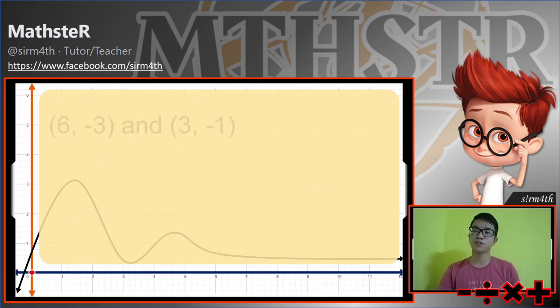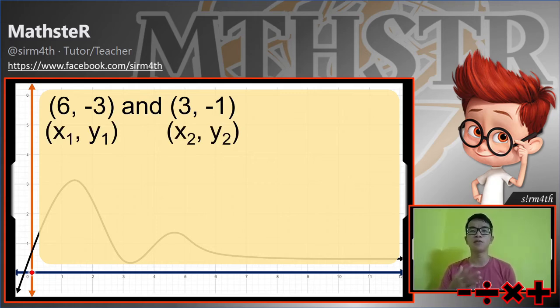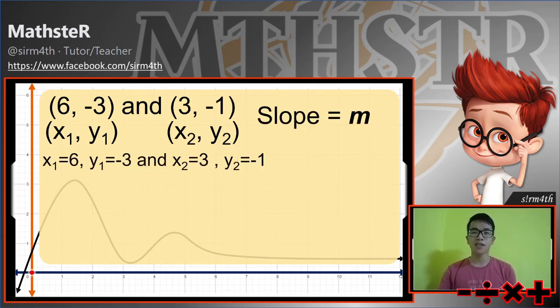Now, let's have another one. Given these 2 points, (6, -3) and (3, -1). Again, i-identify natin yung mga x sub 1, y sub 1, x sub 2, and y sub 2. Slope is denoted by small letter m, and x sub 1 is equal to 6, y sub 1 is equal to negative 3, x sub 2 is equal to positive 3, and last, y sub 2 is equal to negative 1. Ito ulit yung formula natin ng pagkuha ng slope: y sub 2 minus y sub 1 over x sub 2 minus x sub 1.